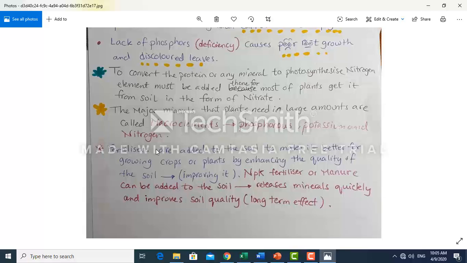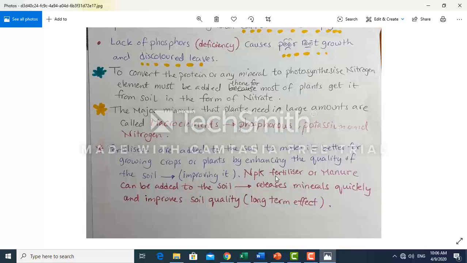Another thing: if you have a farm, or some relatives or friends who are farmers and harvest crops at their farms, you would know that they add something called fertilizers. What are fertilizers? Fertilizers are substances or materials that can be added to the soil to make it better, to grow crops much better. That means I'm actually improving the quality of the soil to make it a proper environment for growing plants. So fertilizers are added to the soil to make it better for growing crops by enhancing the quality of the soil.